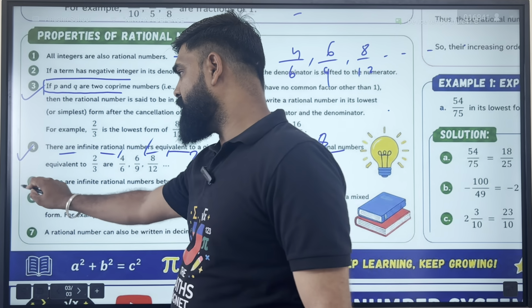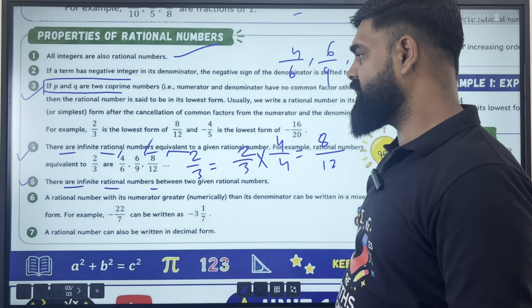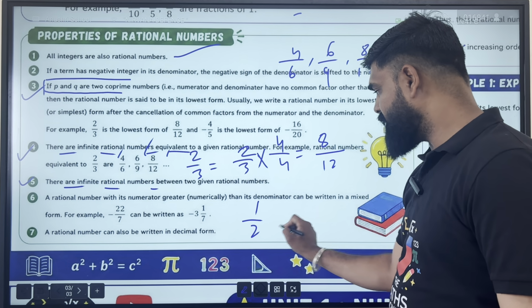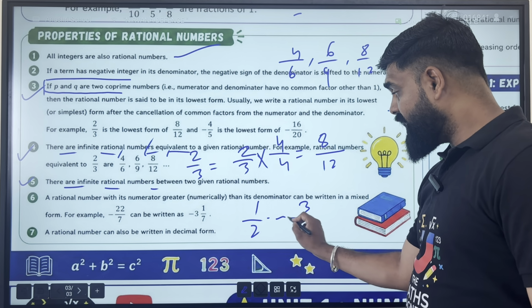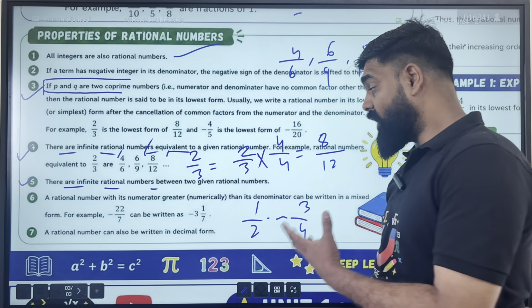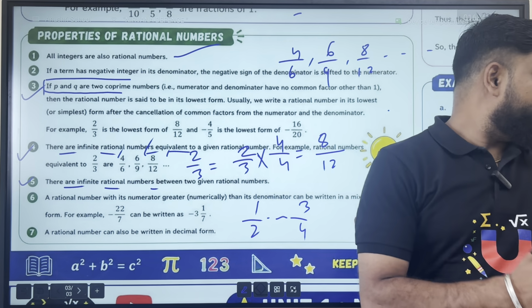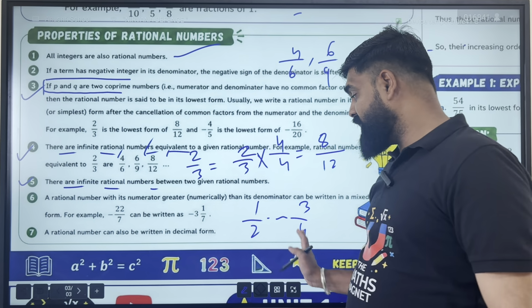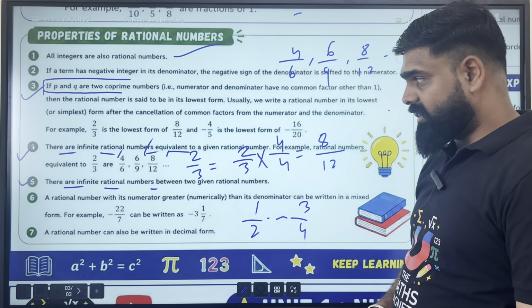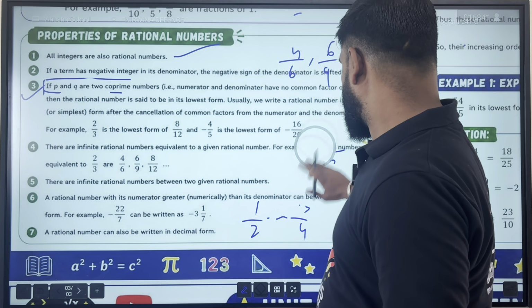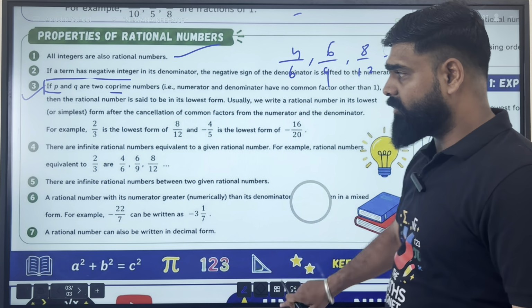And we have another property that there are infinite rational numbers between two rational numbers. Suppose we have these two numbers 1 by 2 and 3 by 4. We have infinite numbers between these two rational numbers. Let us understand the next property about the rational number.